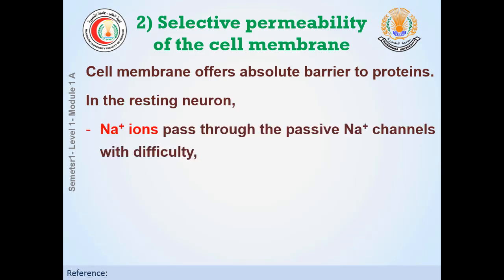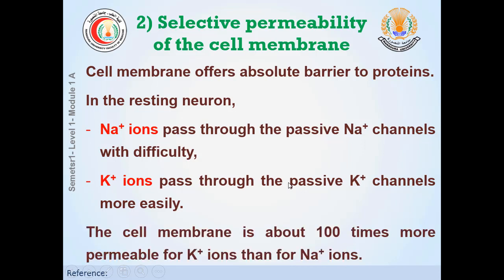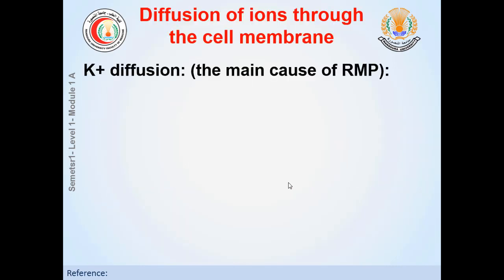The cell membrane offers an absolute barrier to protein in a resting neuron. Potassium ions pass through passive ion channels with difficulty. Sodium ions pass through passive sodium channels with difficulty. Potassium passes through passive potassium channels more easily. The cell membrane is about 100 times more permeable to potassium than to sodium ions.